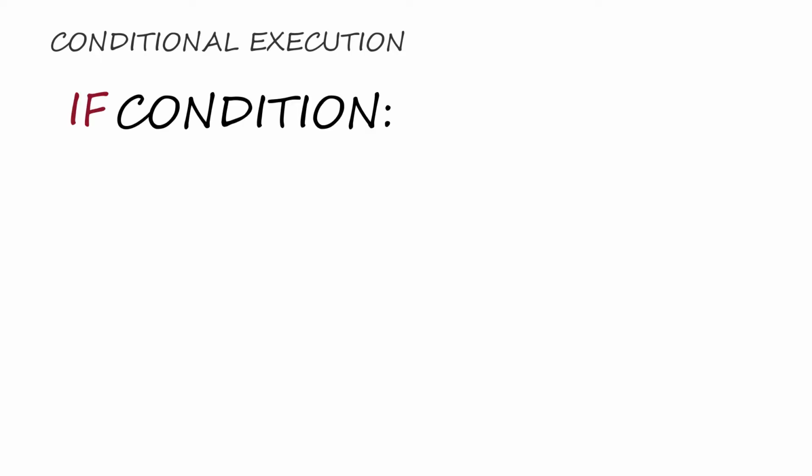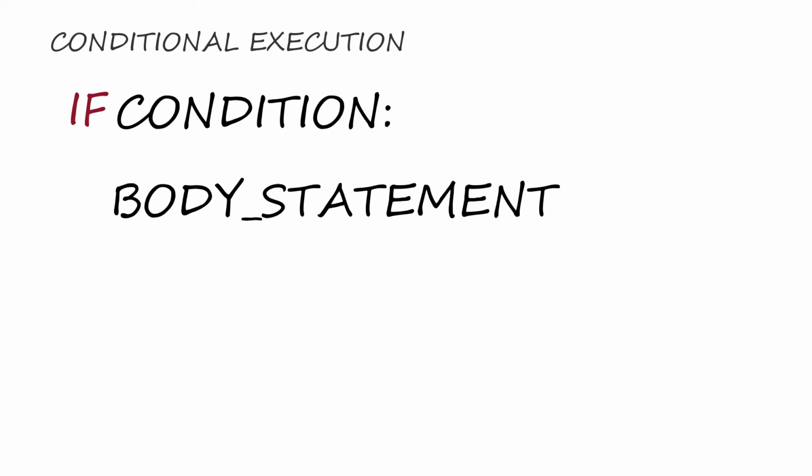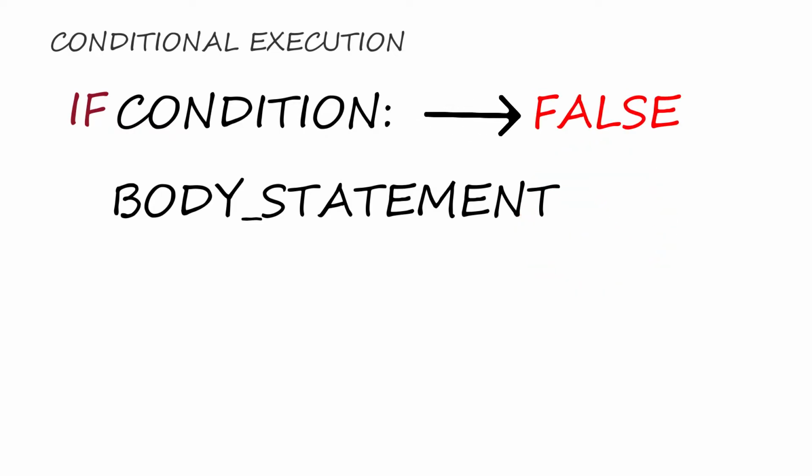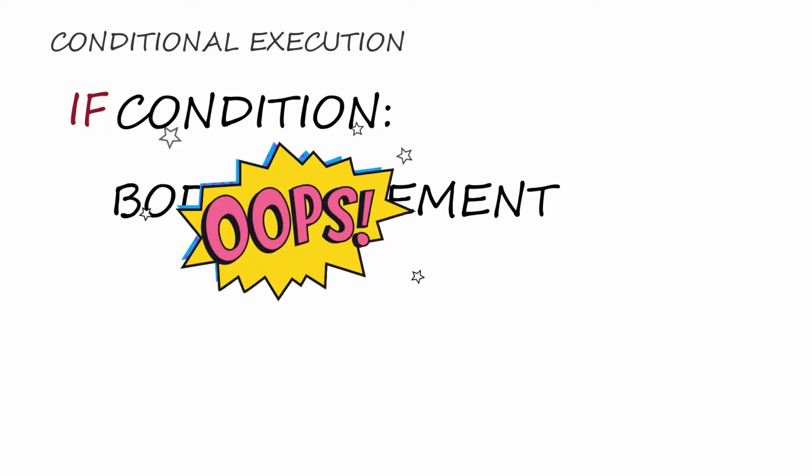If we want to use conditional execution in Python, we have to start with the keyword if, then the condition or the Boolean expression, and after that the body statement. It will work like this: if the condition is true, then the body statement will be executed. And in case the Boolean expression is false, then the body statement will be ignored.